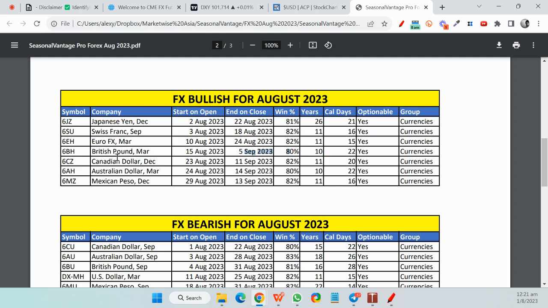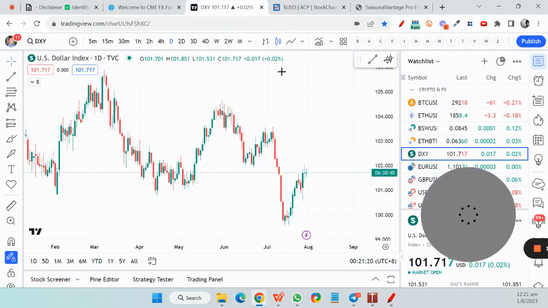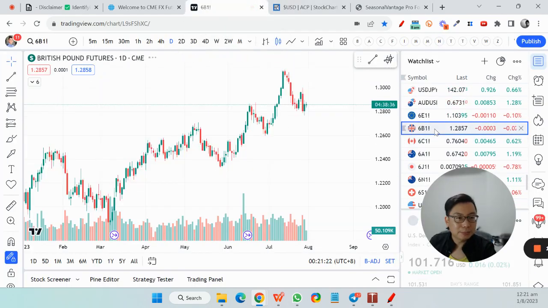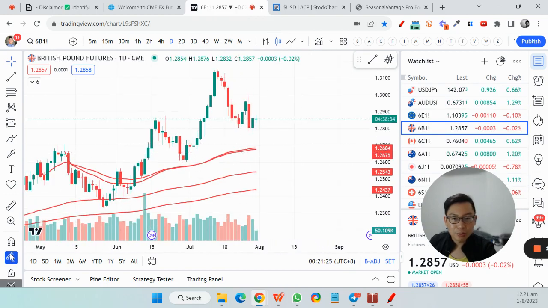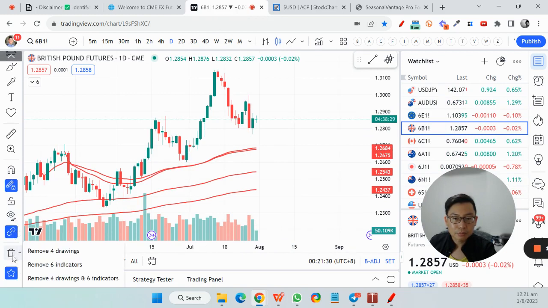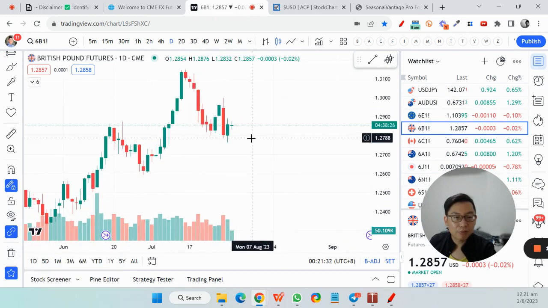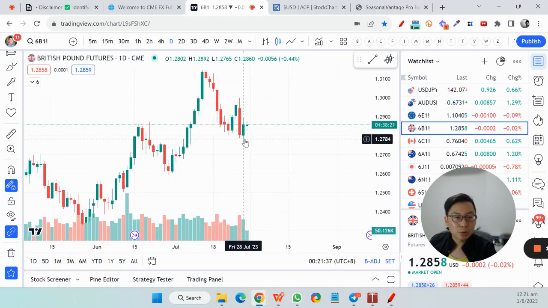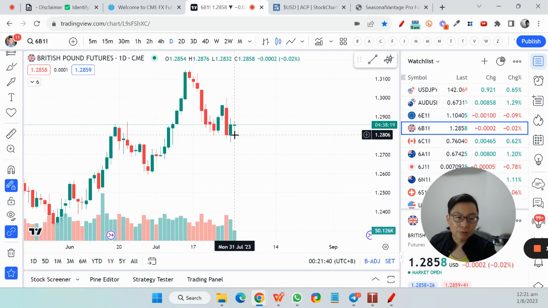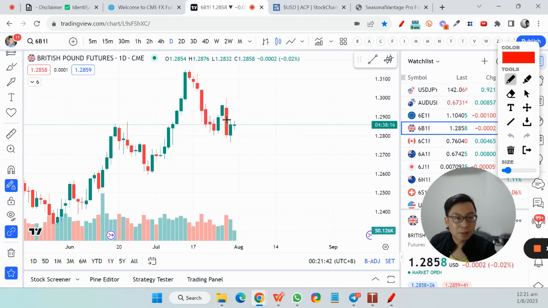So let's take a look at the British pound, 15th of August to 5th of September. Based on TradingView, 6B over here. I can remove the drawings over here. So from 15th of August, it tends to go higher. Right now we are still somewhere at the start of August over here. Let's say, for example, the pound starts to go lower over here, and then somewhere around here it starts to go higher.